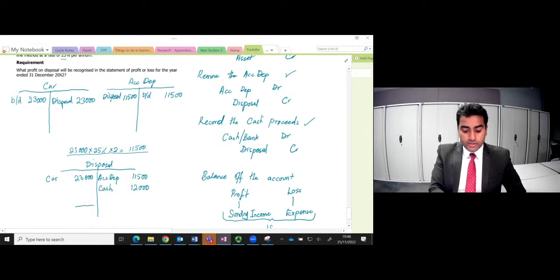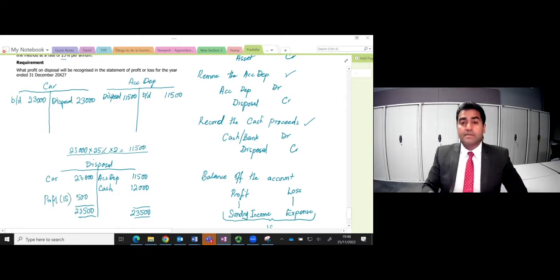Now I'm going to close this account. If I close this account, I can see that the credit side is heavier than the debit side, and the total is 23,500. So I'm going to copy 23,500 on this side. Now the difference is 500. This is the profit, and this profit will be recorded in the income statement.